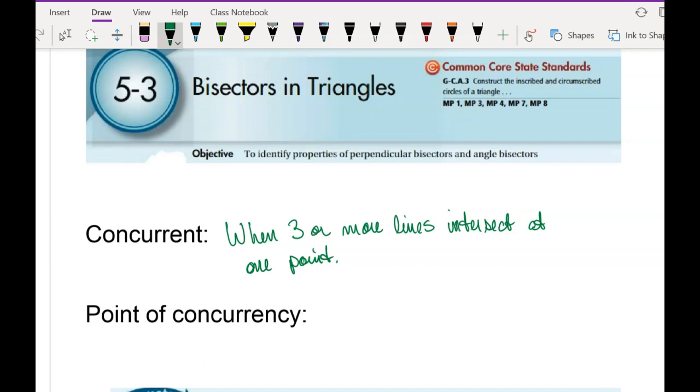So the first word that we're going to talk about is concurrent. And something is said to be concurrent when three or more lines intersect at the same point. So when three or more lines intersect at the same point, they are said to be concurrent. Now, the point of concurrency is the point where these lines intersect. So that is the point where the lines intersect.